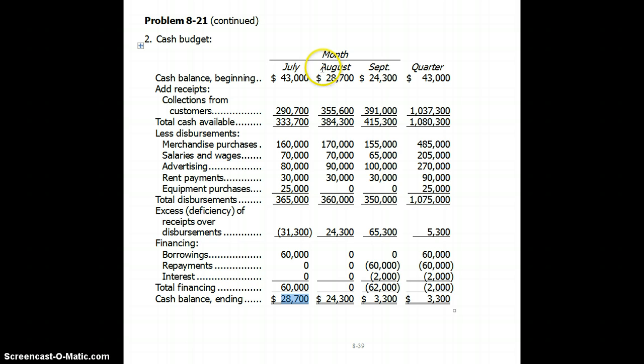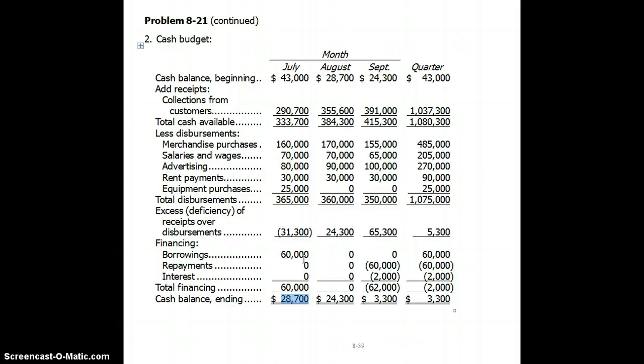$28,700. Looking further, the ending balance of one month becomes the beginning balance of the next month. So $28,700 is our balance at the end of July, and becomes the beginning balance in August. To that, we add our collection from customers of $355,600, to give us cash available of $384,300.